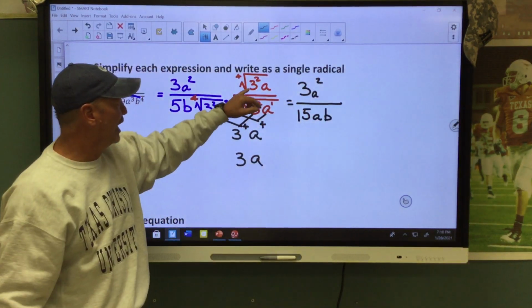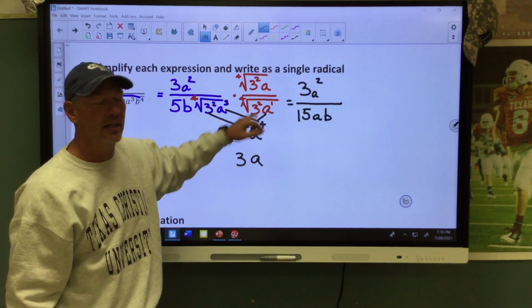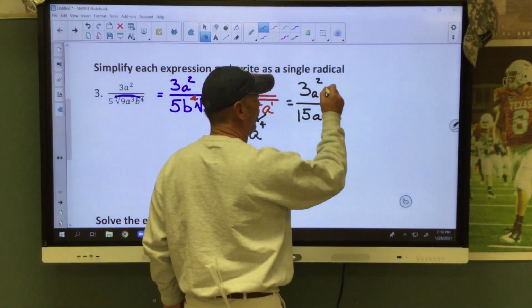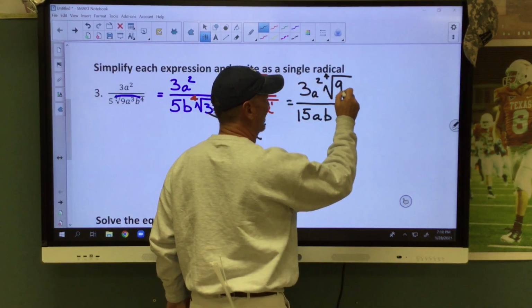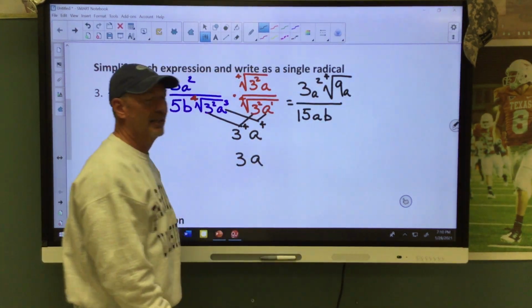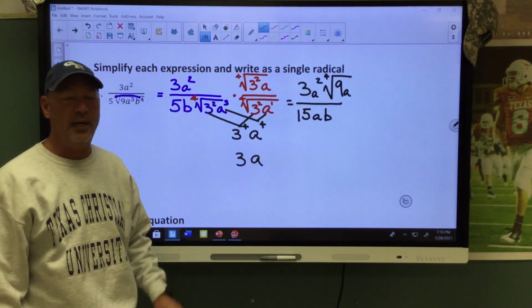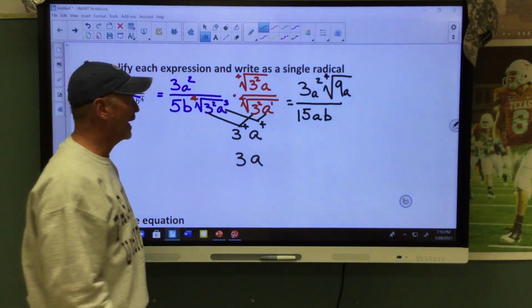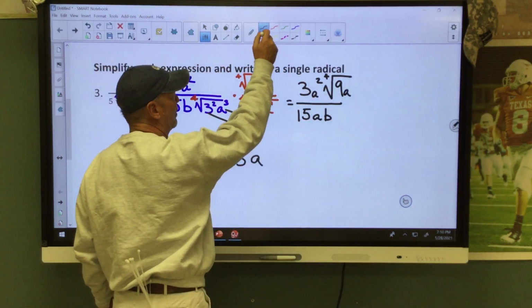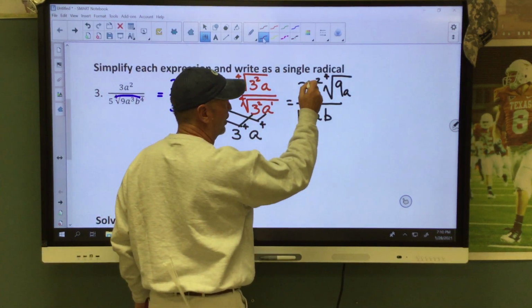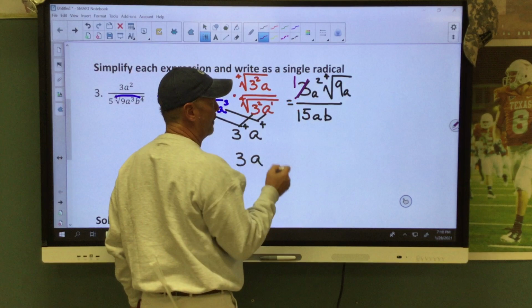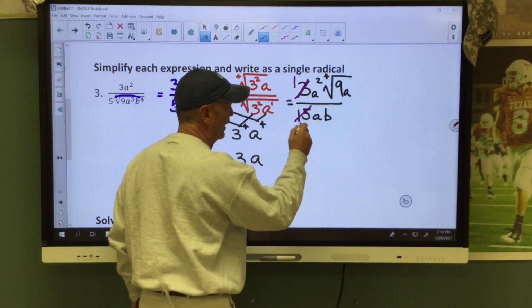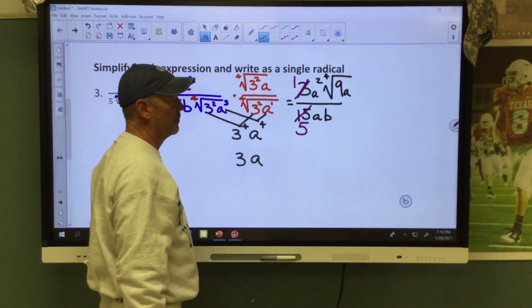Inside, I'm going to change that 3 squared to a 9. So I have the fourth root of 9a inside. Is it possible to reduce what I have? Yes, I can reduce this. I can say that 3 goes into 3 one time, 3 goes into 15 5 times.